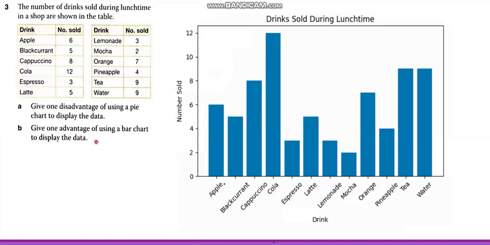So in this scenario, the bar graph is more appropriate and it has an advantage over the pie chart, that here we can quickly understand the given information. So let's write down the answers.